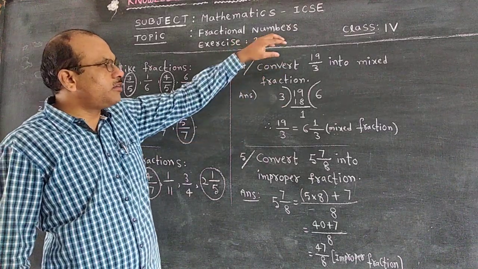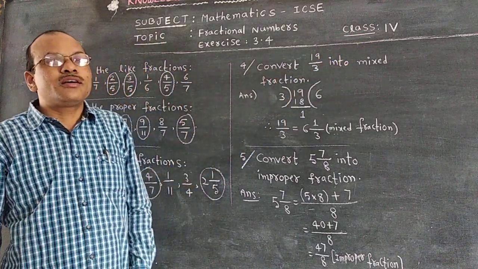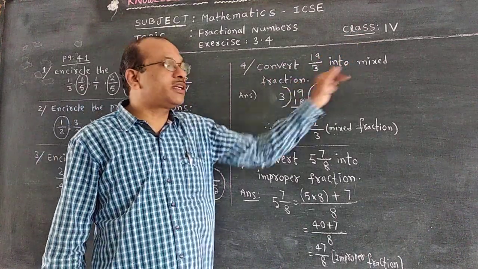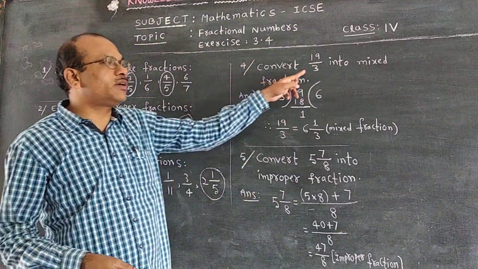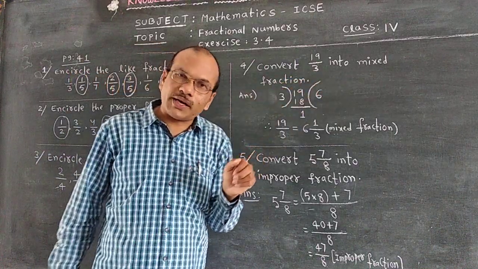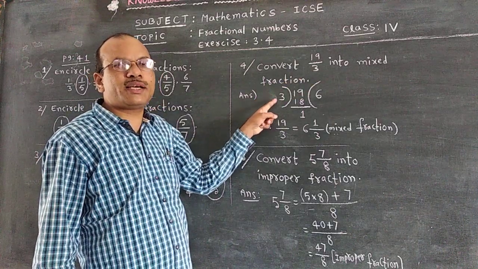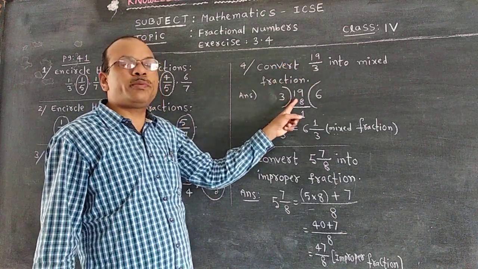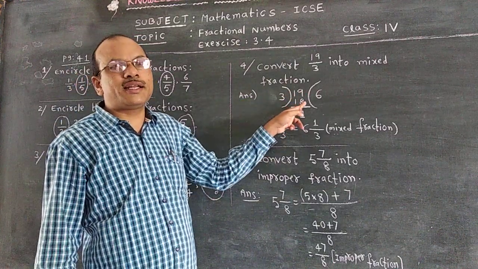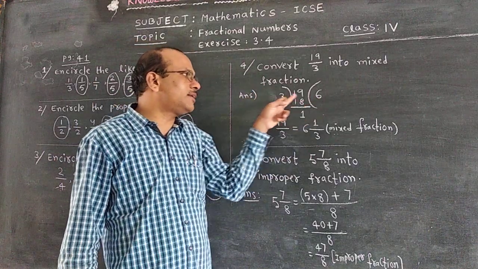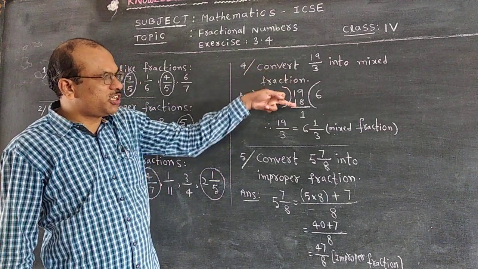Remember, children, only improper fractions should be converted into mixed fractions. Is it clear, students? Now, how are we going to convert this improper fraction to a mixed fraction? We'll see that. The denominator we have to write in the place of the divisor. So 19 should be written in the middle to divide. So we are using the 3 table to divide 19. We all know that 3 6s are 18. 19 minus 18 is 1.